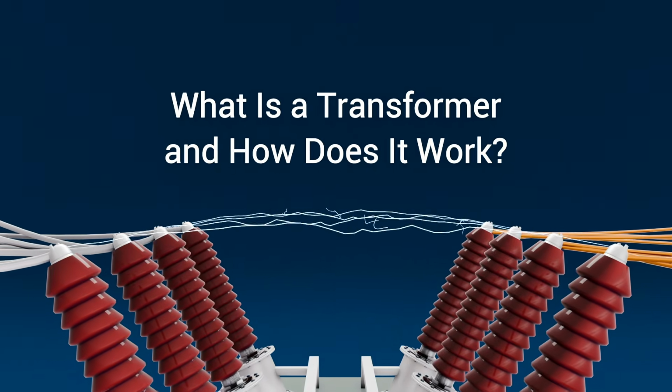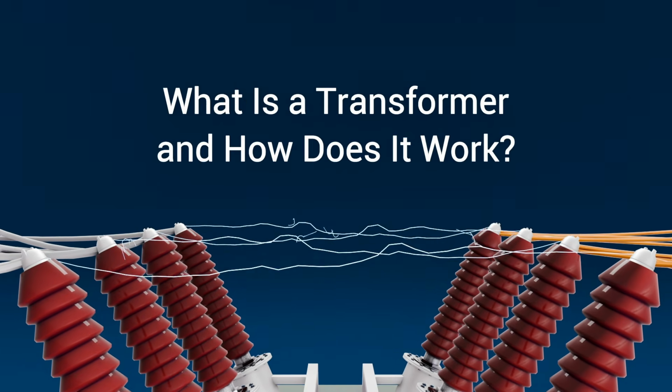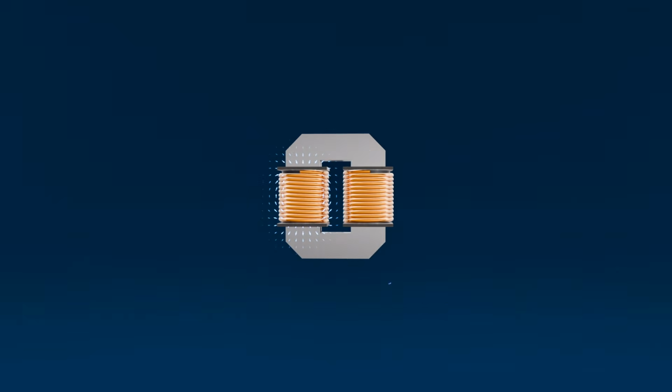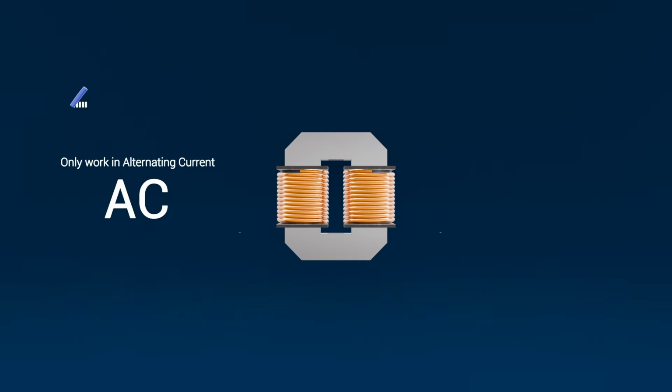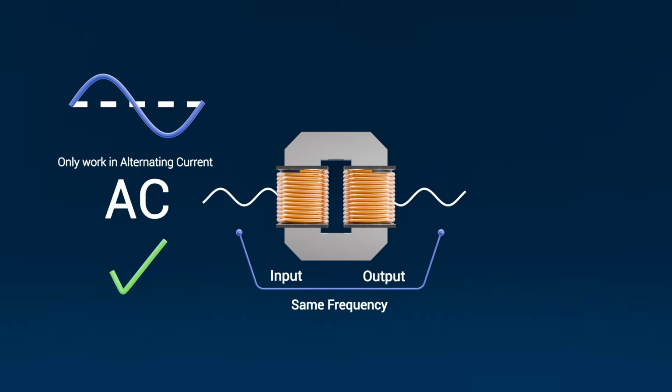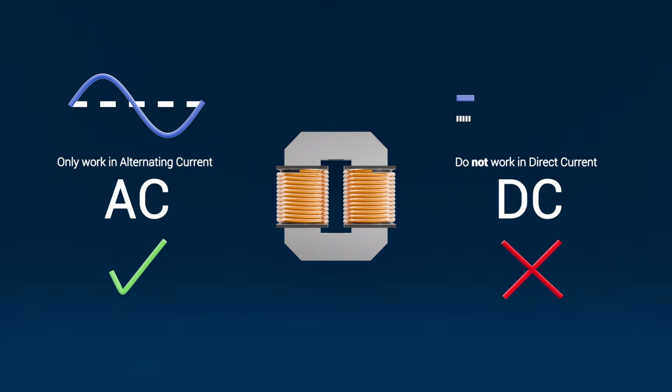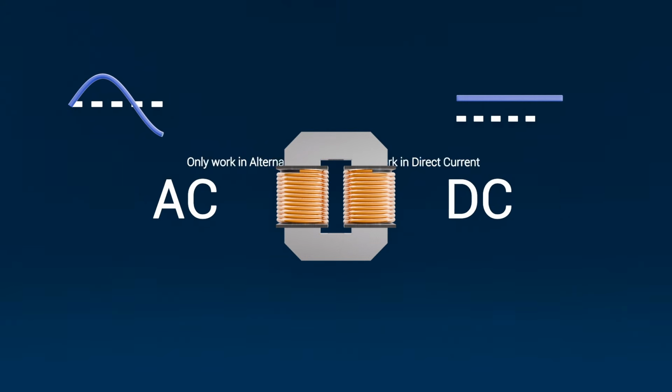What is a transformer and how does it work? A transformer is an electrical device that uses electromagnetic induction to change the voltage of an alternating current, AC, without changing its frequency. It's important to note that transformers do not work for direct current, DC, applications. Unlike motors, it has no moving parts.